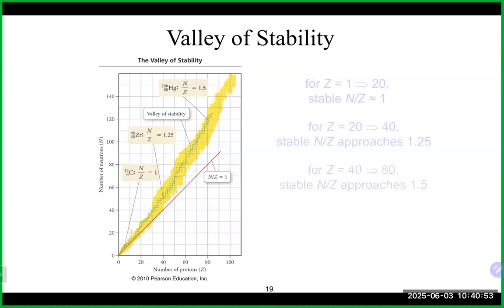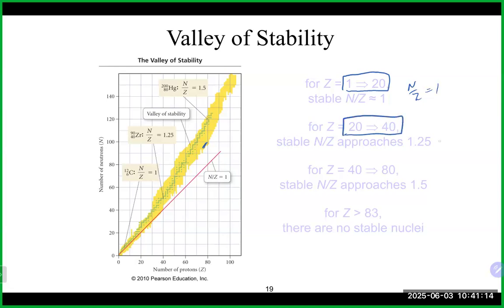How do you know what is a good ratio? This yellow, as I was talking about before, is our belt of stability, our valley of stability. If your nucleus is atomic number 1 through 20, a stable ratio is 1, basically. If you're from 20 to 40, a stable ratio is 1.25. And if you're from 40 to 80, the N to Z ratio is 1.5. If you're above 83, which is 84 and above, it's pretty much going to be radioactive, so you don't have to worry about calculating it.